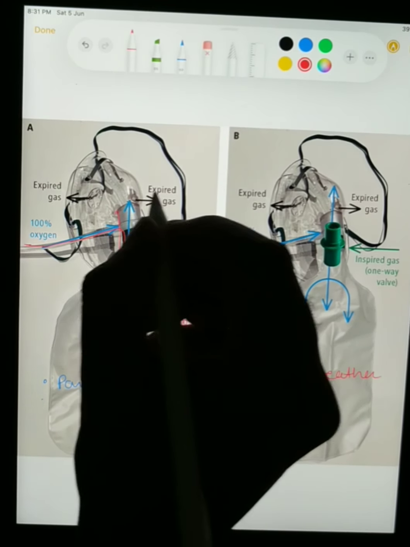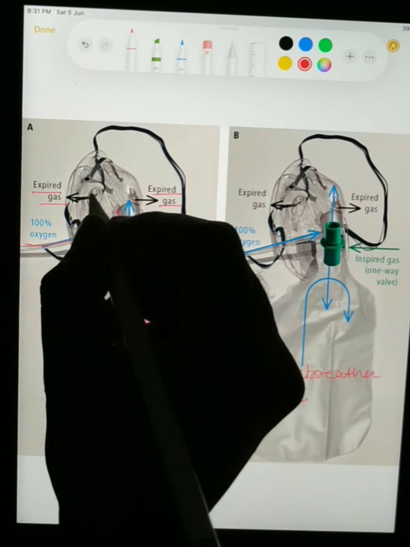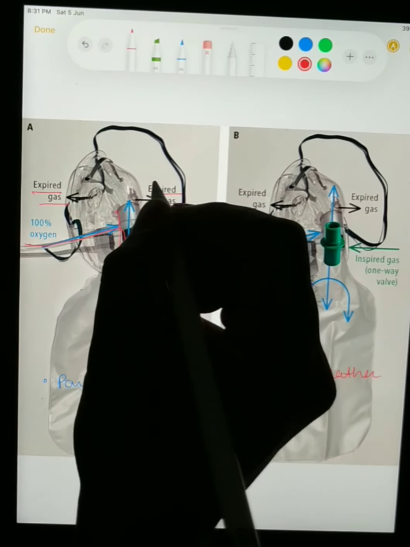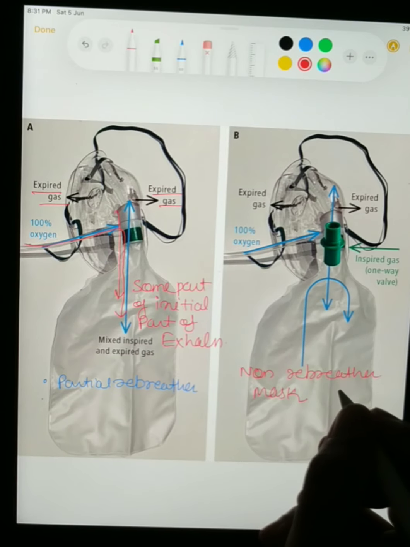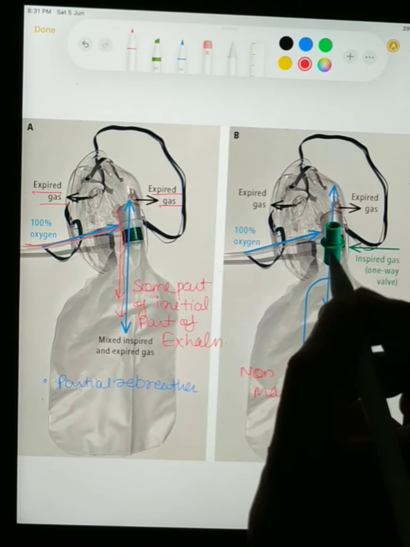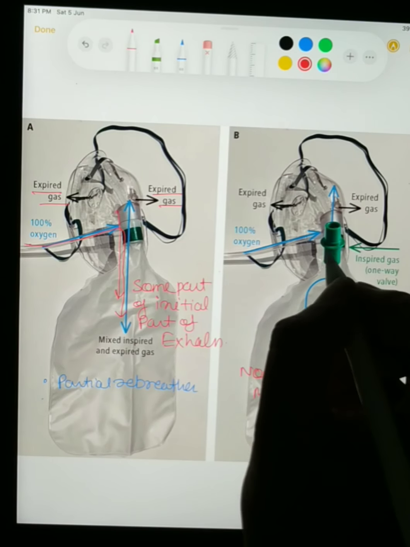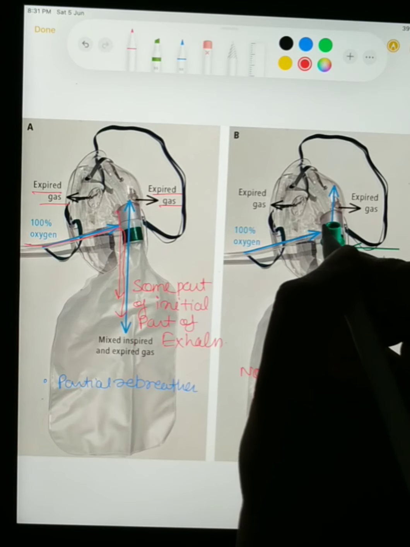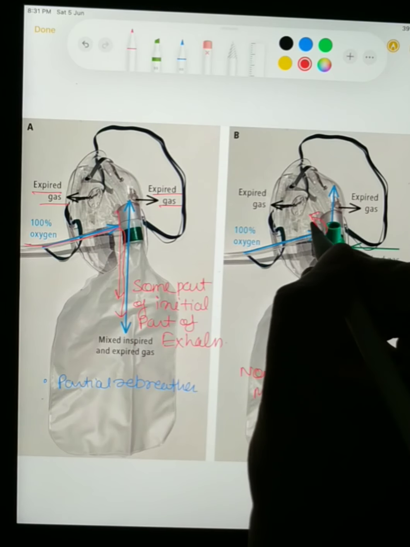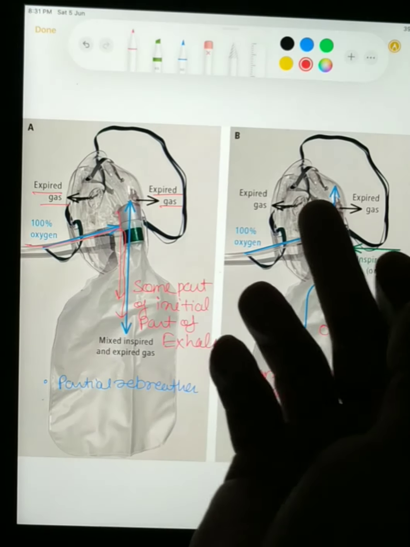Here also there are exhalation ports, through which most of the expired gas goes out. In a rebreathing mask, this is the port for oxygen. So oxygen comes through this way. The oxygen fills the reservoir bag, and also goes through the mask to the patient.